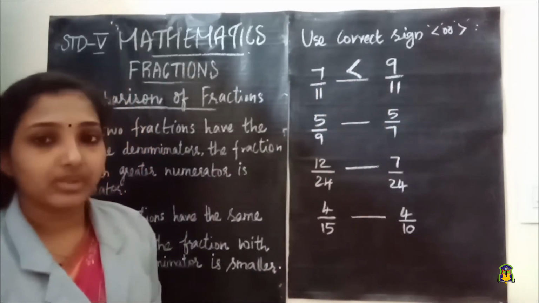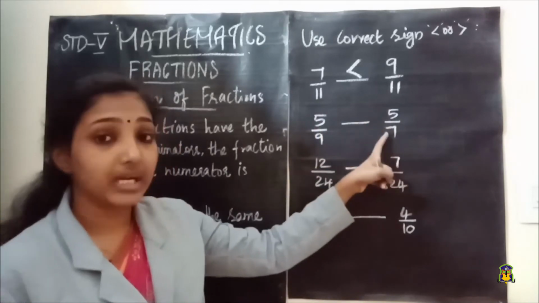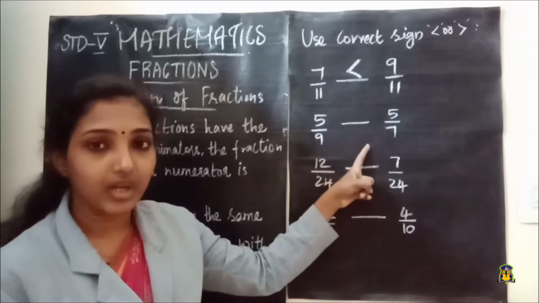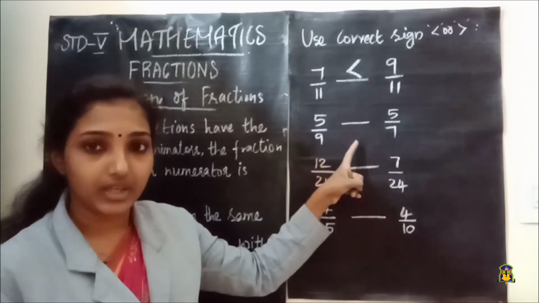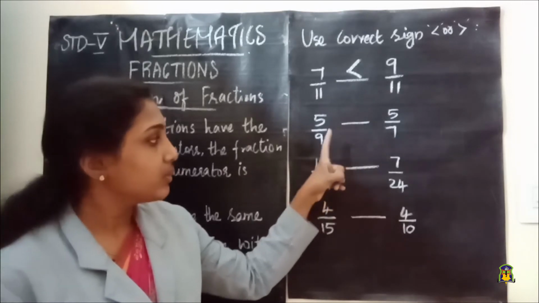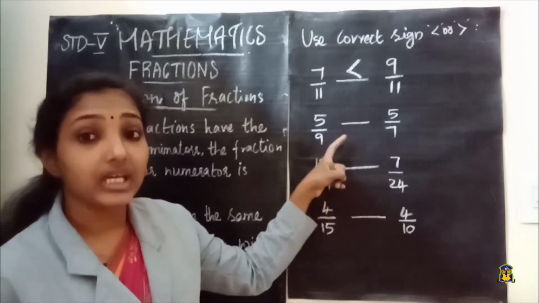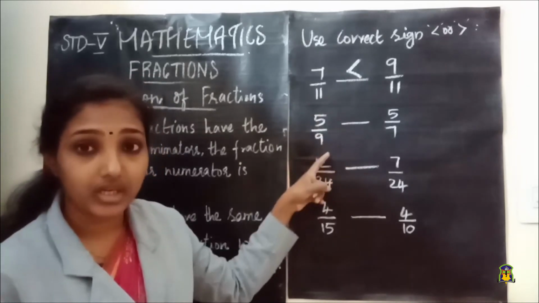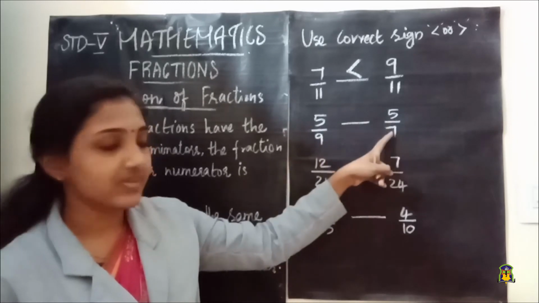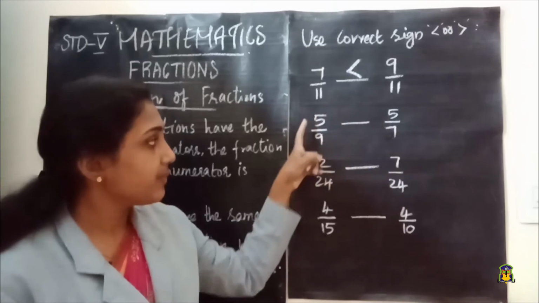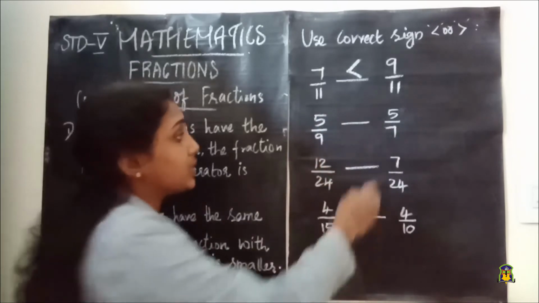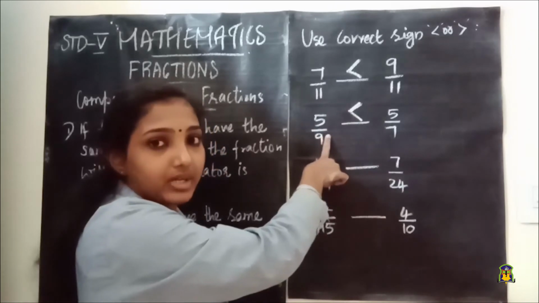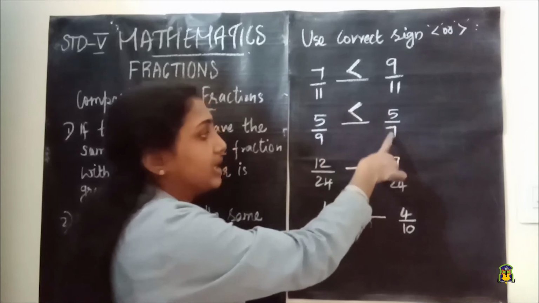Okay. Moving to the next one, it's 5 by 9 and 5 by 7. Look, the numerators of these fractions are the same, and they have different denominators. So when the numerators are the same, we look at the denominators. And the fraction with the greater denominator will be the smaller. Here 9 is greater. So this fraction will be the smallest one. And 5 by 7 will be the bigger one. So 5 by 9 is the smallest. For the smallest one, the mouth always closes towards the smallest one, right? So 5 by 9 is less than 5 by 7.